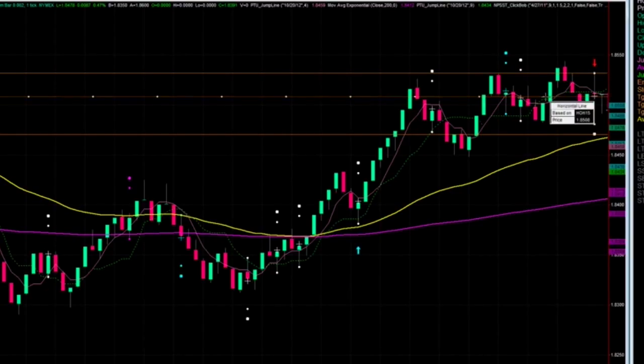Okay, and that's really important. That's part of the reason this has been such a successful strategy for so long. Okay, so when we get to that middle target there, that second target, we take off half our position.